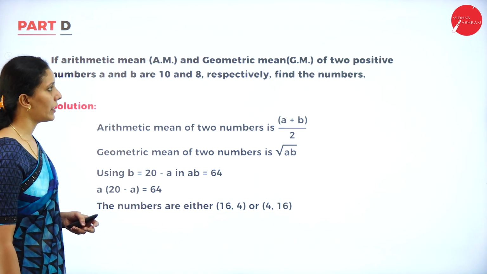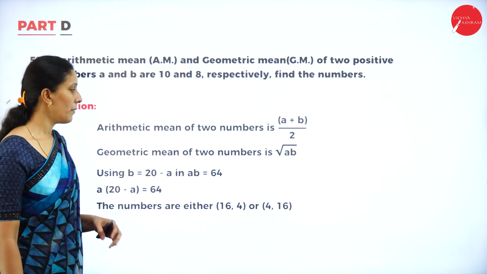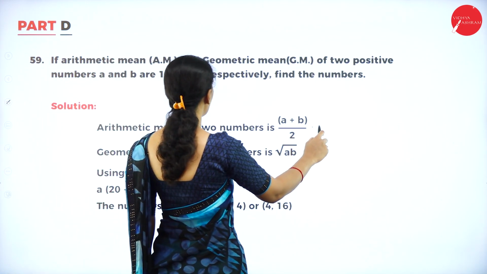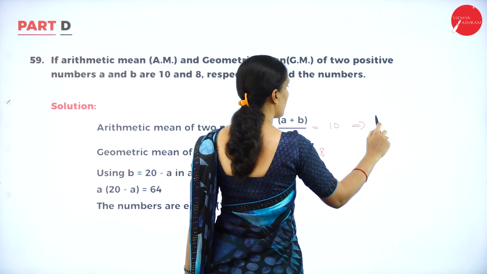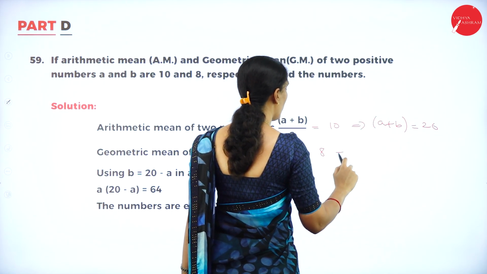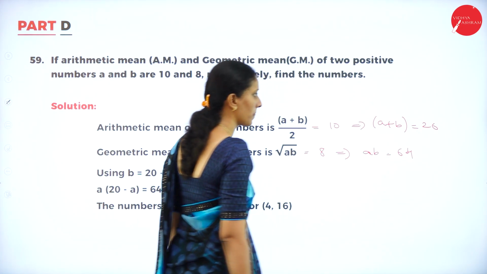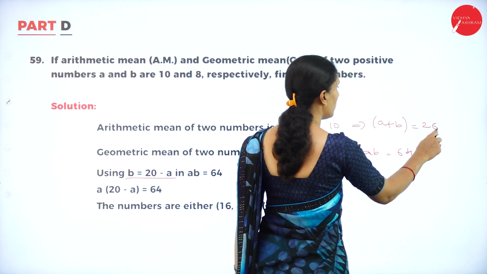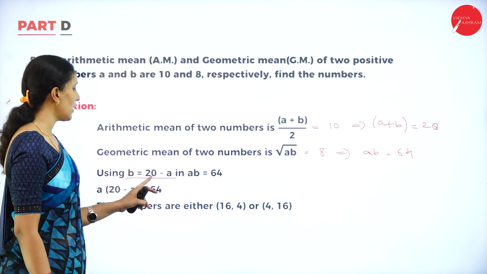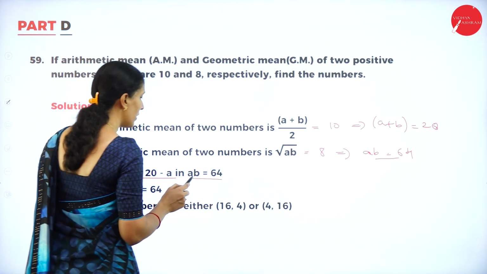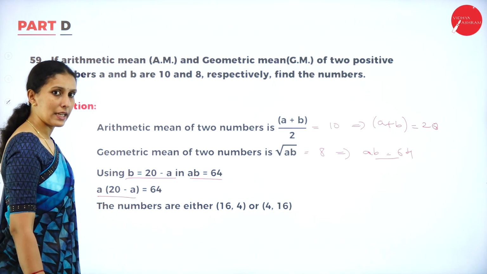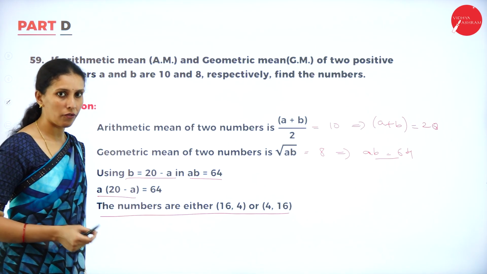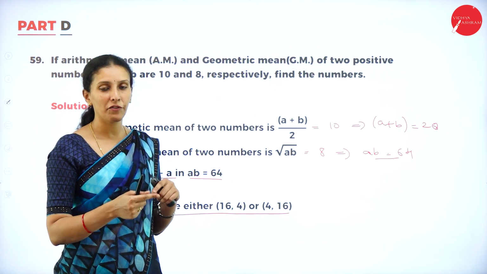If the arithmetic mean and geometric mean of 2 numbers are 10 and 8 respectively, find the numbers. We know the arithmetic mean of 2 numbers is (a plus b) by 2 and the geometric mean is root ab. So (a plus b) by 2 is given as 10 and root ab is given as 8. What does this imply? We get a plus b is equal to 20, and ab is equal to 64. From the first equation, we can write b is equal to 20 minus a, because a plus b is equal to 20. Substituting the value of b in the second equation, a into (20 minus a) is equal to 64, we get a quadratic equation. On solving this, we get the numbers as 16 and 4, or 4 and 16. That is, the numbers may be 16 and 4 or 4 and 16.